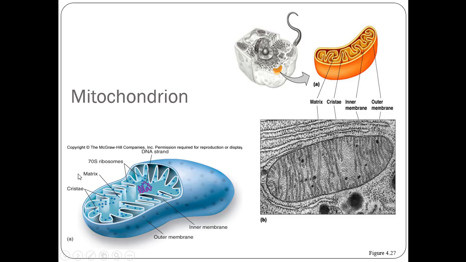Mitochondria are the powerhouses of the cell. They're the organelles that actually make our ATP, make our energy. As you can see here, there's an inner membrane up here, inner membrane and outer membrane. These cristae are the folds that make up that inner membrane. We got these ribosomes on the inside of the mitochondria as well, these 70S ribosomes.